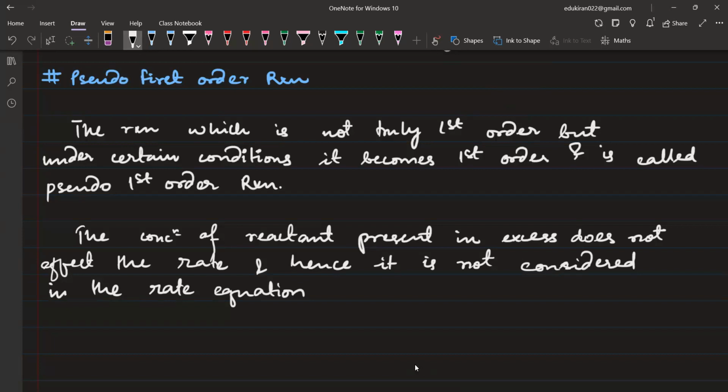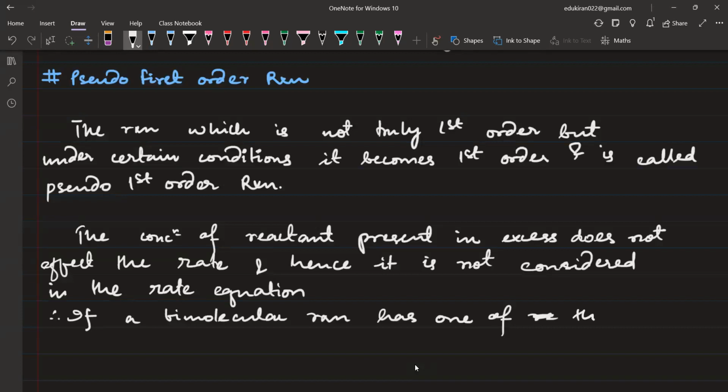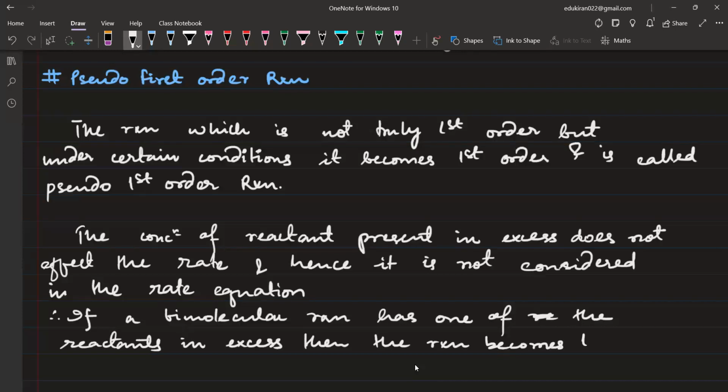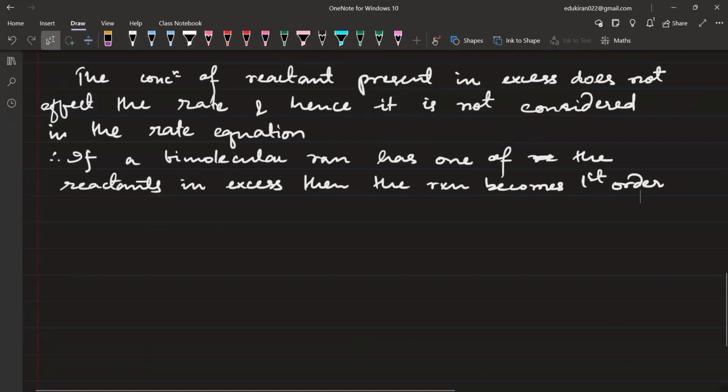Okay? Therefore, please write, therefore, if a bimolecular reaction has one of the reactants in excess, then the reaction becomes first order. Write this down. Then we are going to study an example on this. Write this down. Raise your hand once you're done.